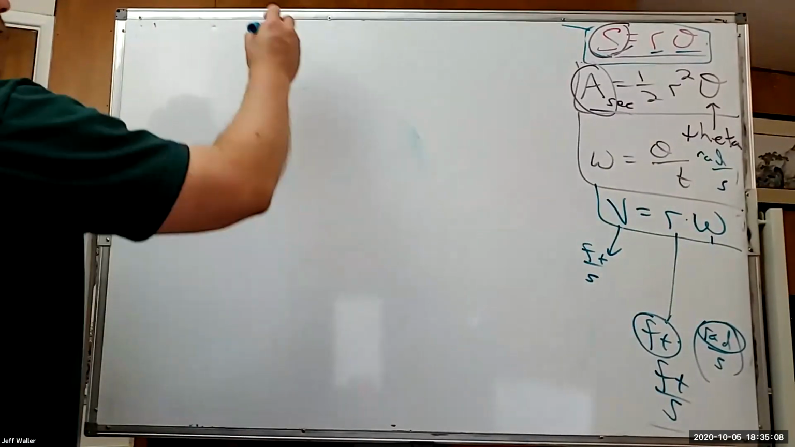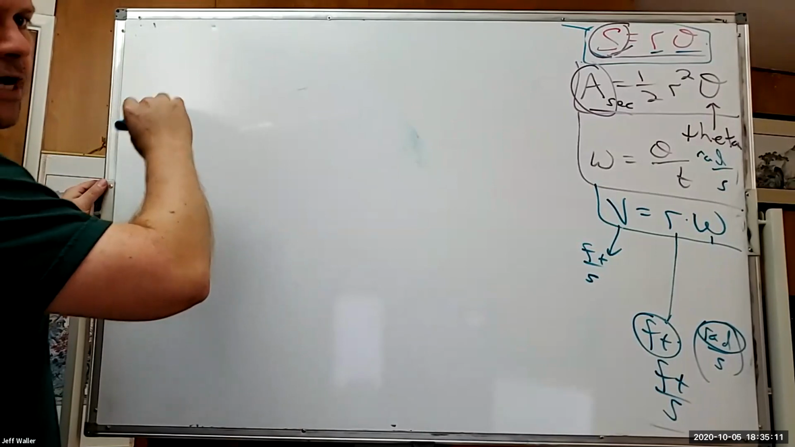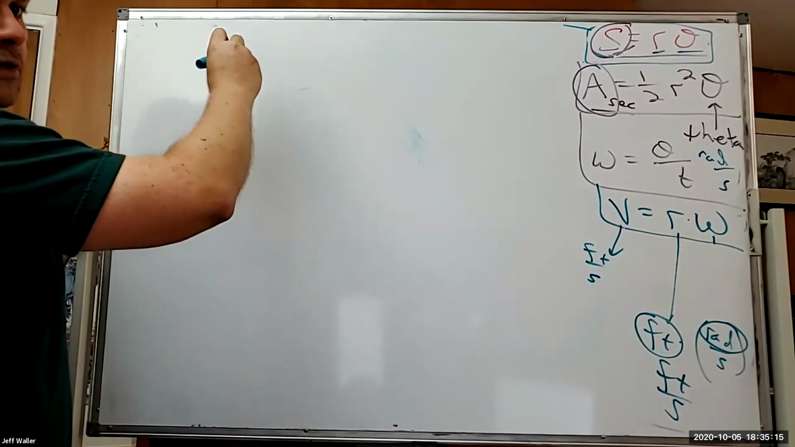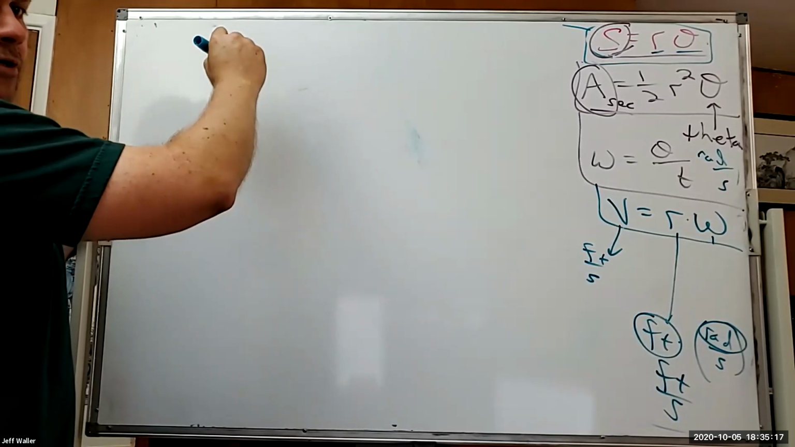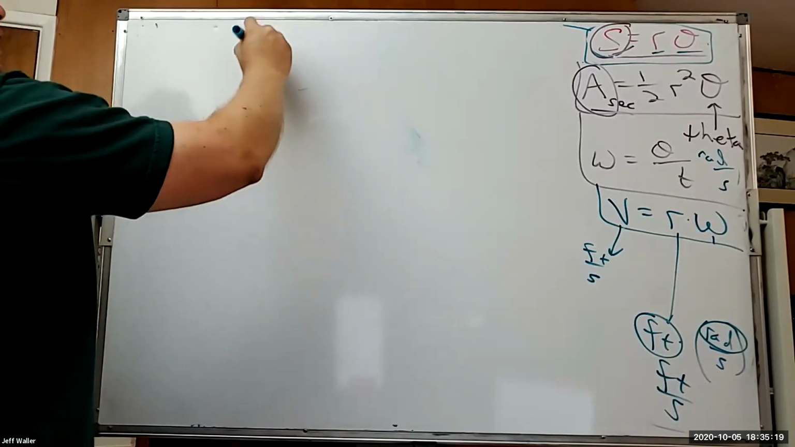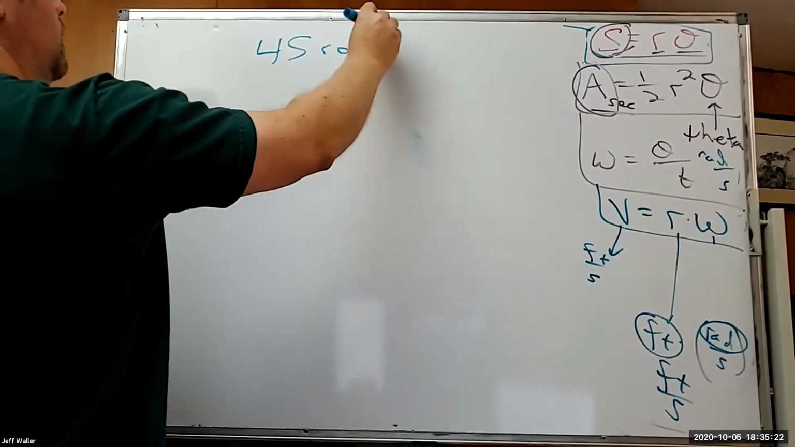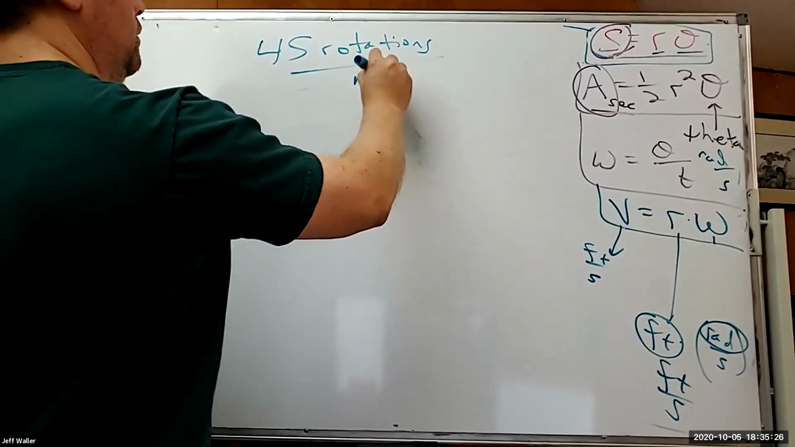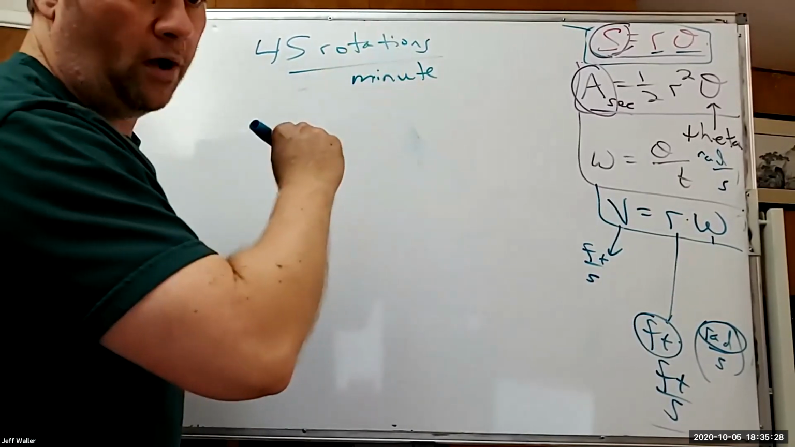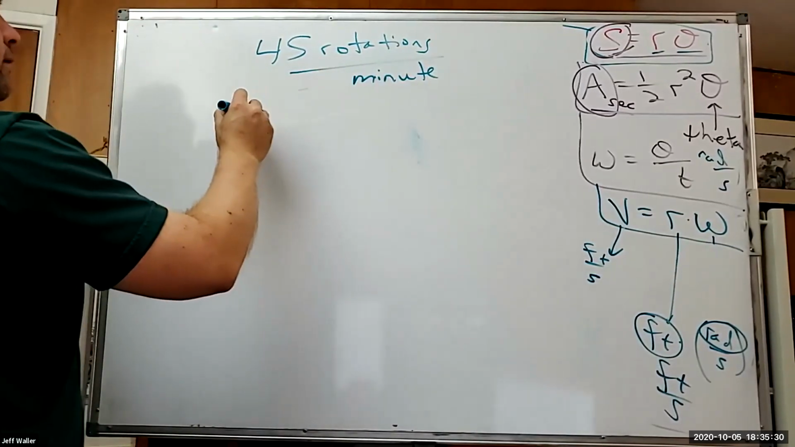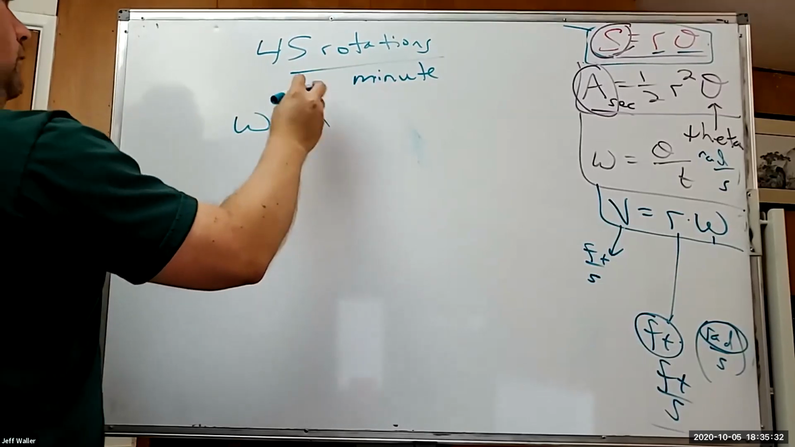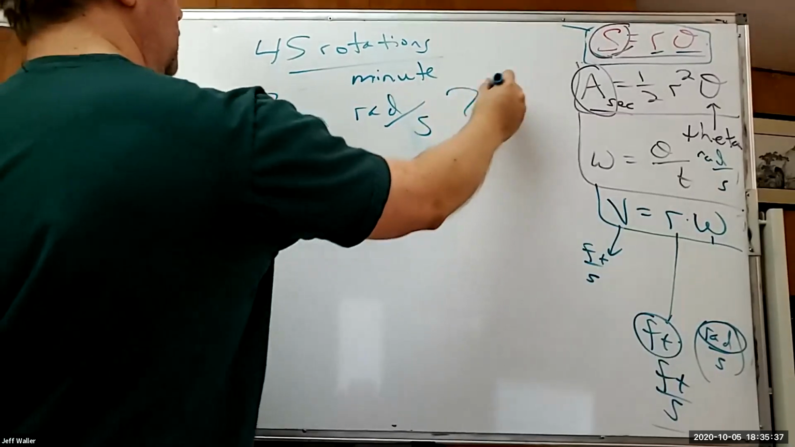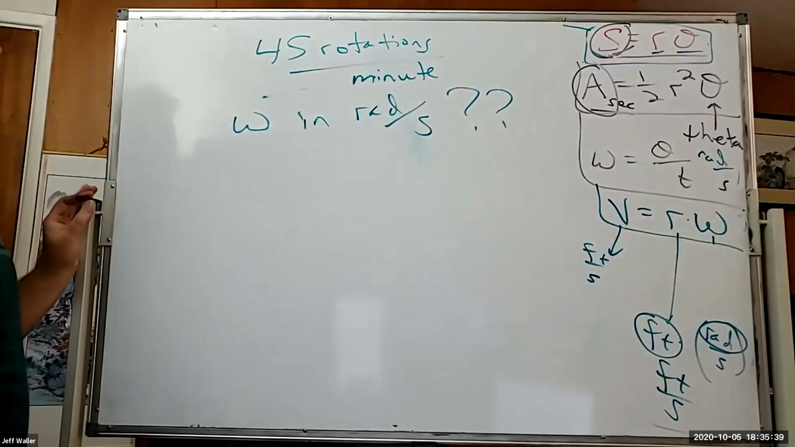So this is Try It number 10 if you want to look in your section 7.1. An old vinyl record is playing on a turntable. We got some records going, at a rate of 45 rotations per minute. And they want to find the angular speed, omega. What's the angular speed in radians per second?